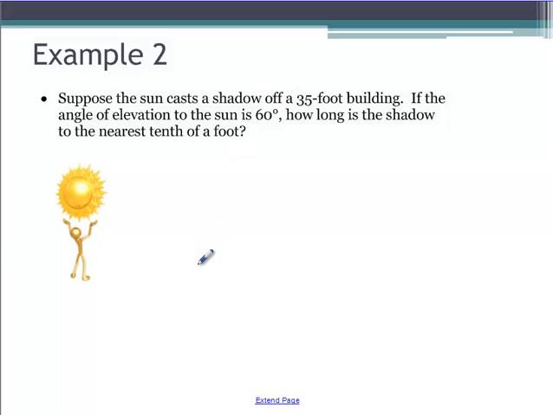A sun is casting a shadow off of a building, and the building is 35 feet tall. The angle of elevation of the sun, if you were to continue, the sun should be way up here, would be 60 degrees. How long is the shadow?